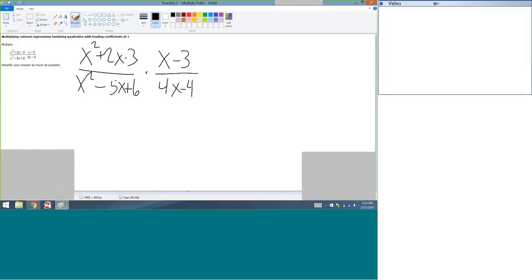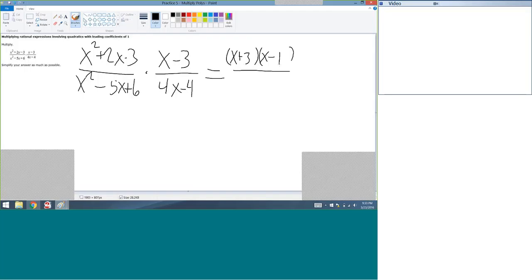Okay, so same idea with this one. Just go a section at a time and see if anything's factorable. So that first numerator is going to be factorable. It's a trinomial. So we're going to open up our two parentheses, and it's going to be x and x. And now we need factors of -3 that add up to 2. So that's going to end up giving us a +3, -1.